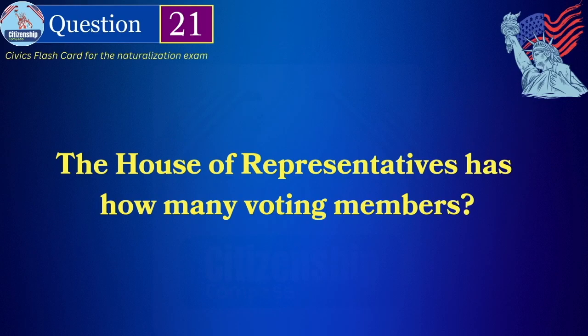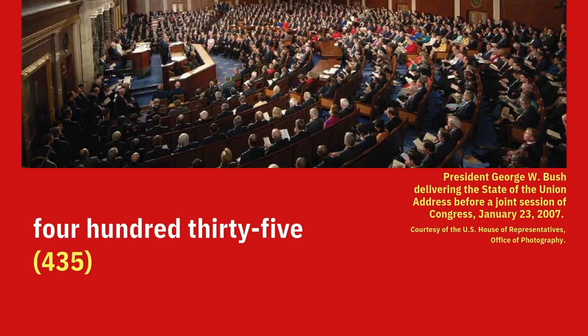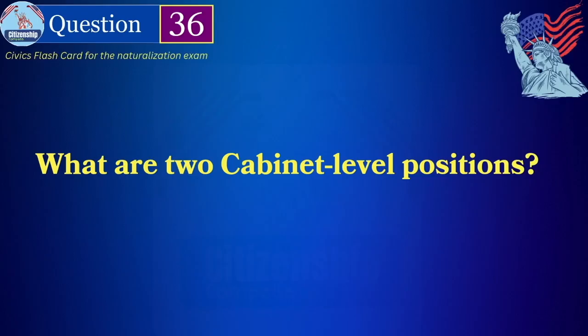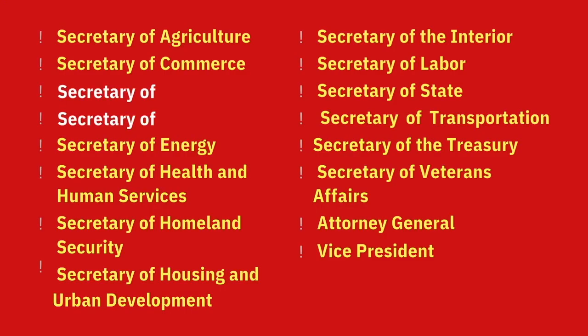The House of Representatives has how many voting members? 435. What are two cabinet-level positions? Secretary of Defense. Secretary of Education.